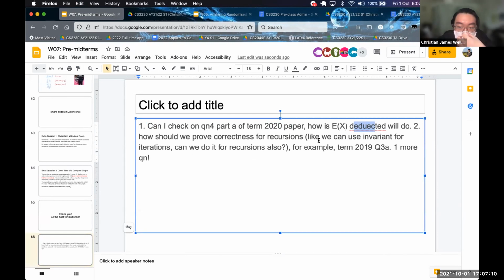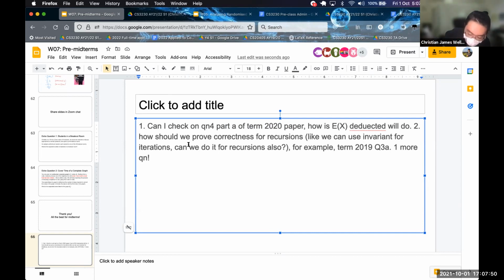For example, for recursion, if you use invariants for iterations, I'll answer the second question first. So if we use invariants for iterations, then for algorithms with recursion... To the person who just PMed me, can you put it up on Archipelago, because there are some questions queued up there as well, so I can easily answer your question later on. For recursion, you prove it with induction.